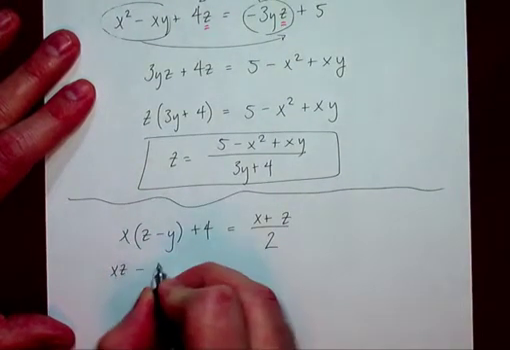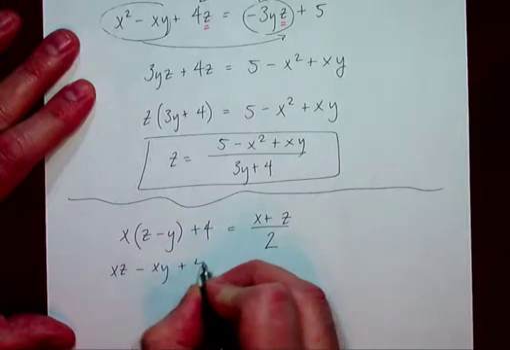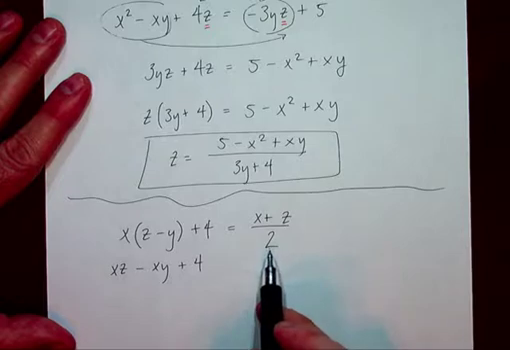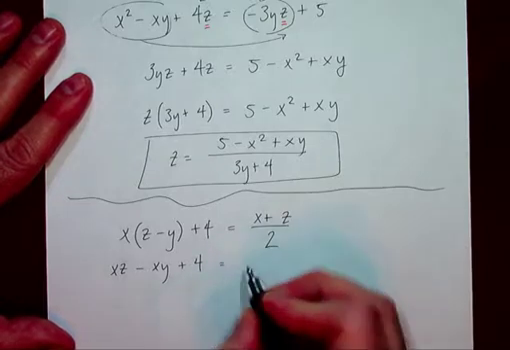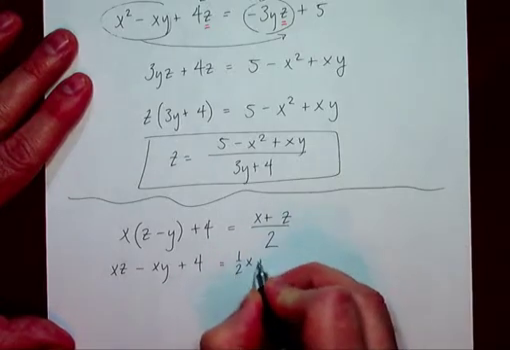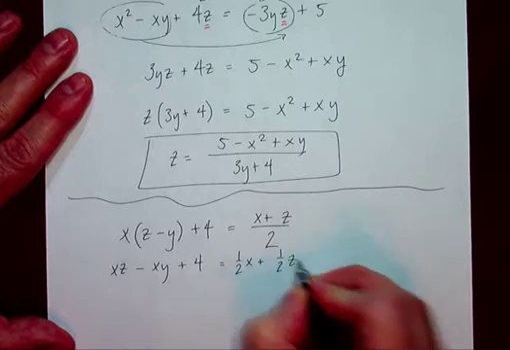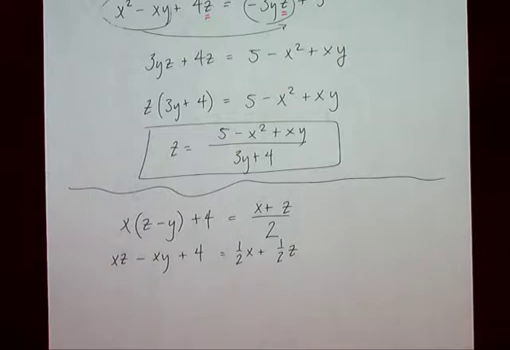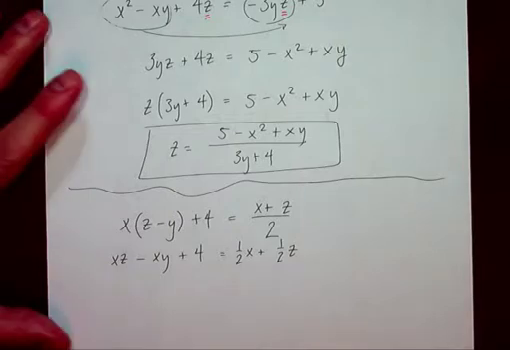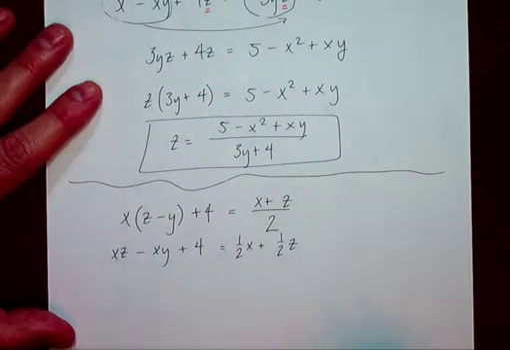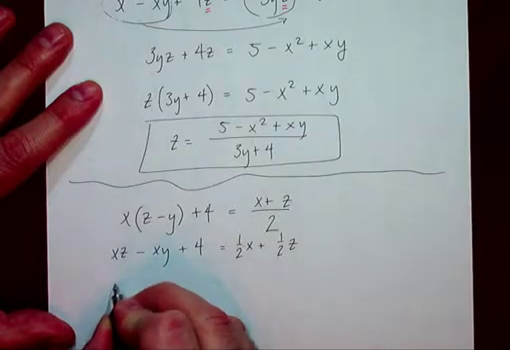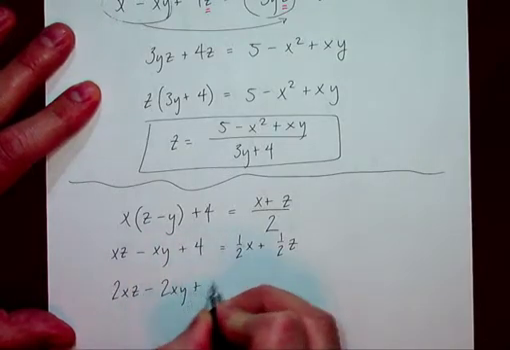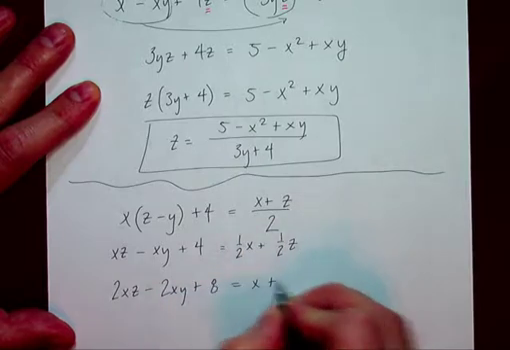xz minus xy plus 4x. And here's the thing, this is divided by 2. Now remember, this is not a variable in the denominator, so I could actually just call this 1/2 x plus 1/2 z, and then collect them. But I don't like fractions when I don't have to deal with them, so let's go ahead and multiply through by 2. Sound good? So I have 2xz minus 2xy plus 8x is equal to x plus z.